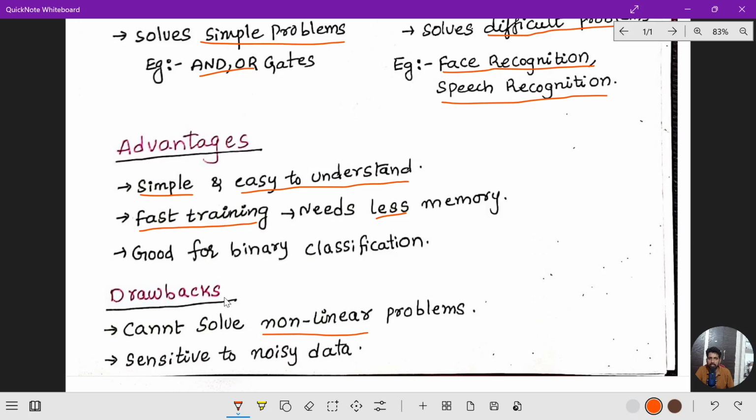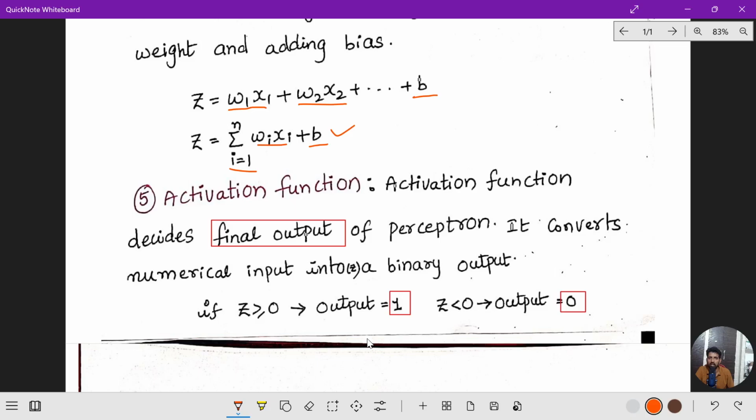So that's all about the perceptron learning algorithm. This is one of the most important questions. And this is one of the most important diagrams.